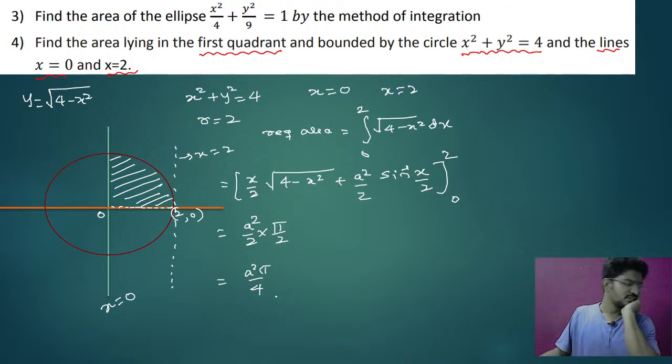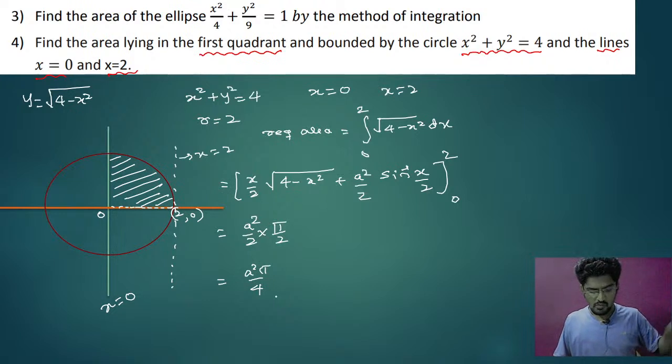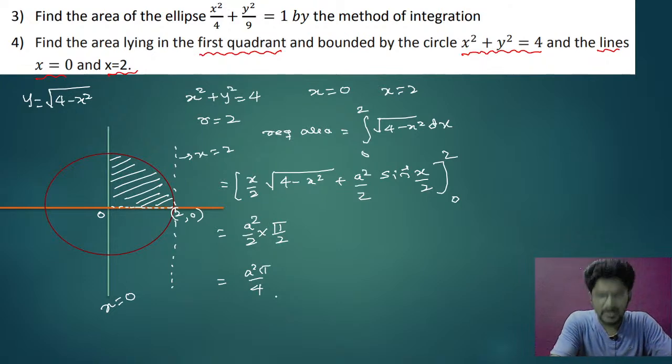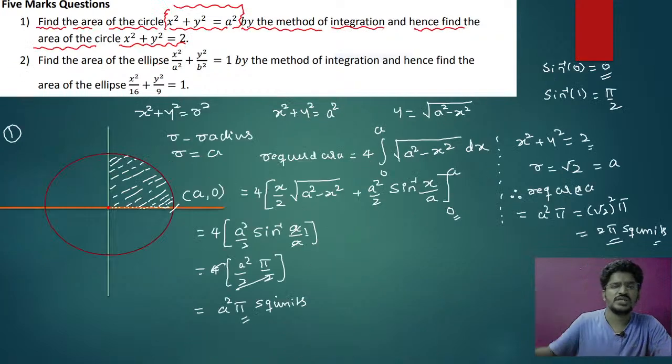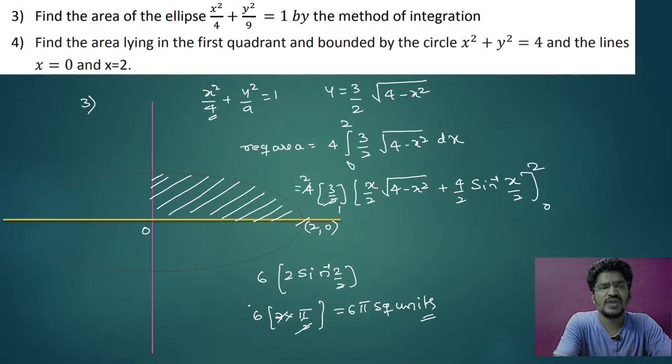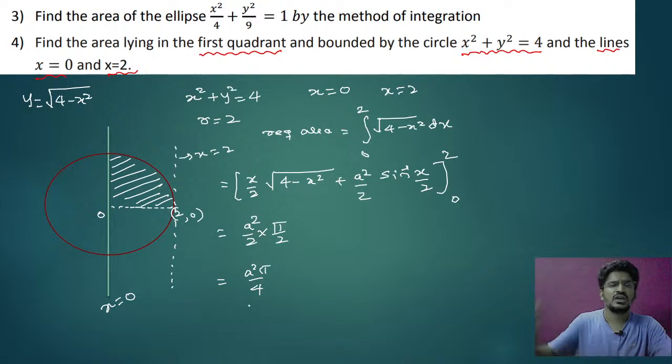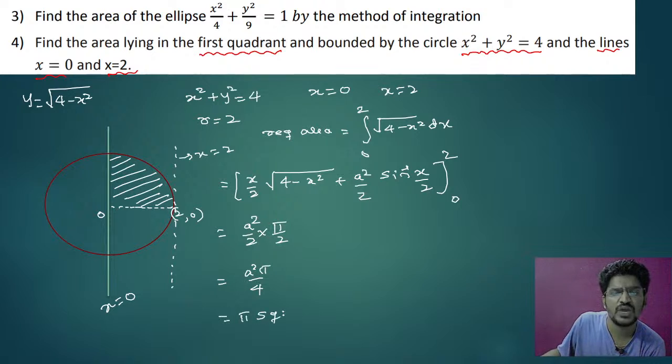So you just check, your answer is a square pi by 4. Once you verify this, your answer must be a square pi by 4. Some of you have written it as pi square units. Anyways, you have the formula here, a square pi by 4. So you just check what the value is. Here a value is 2, so a square is 4. Pi square units will be the answer.